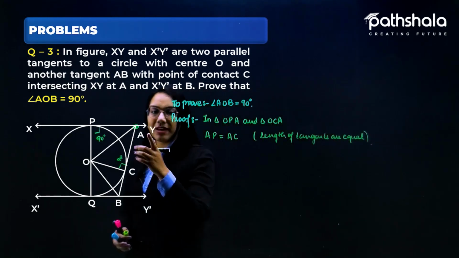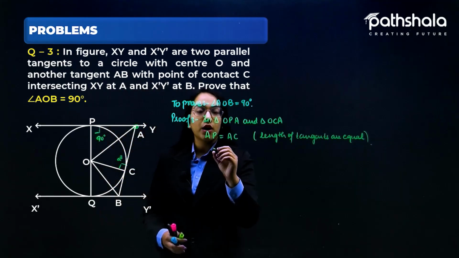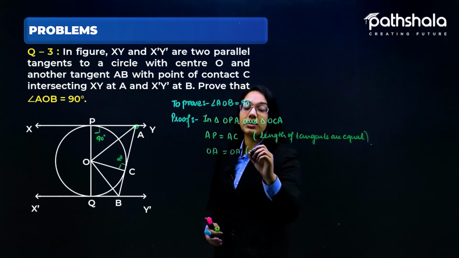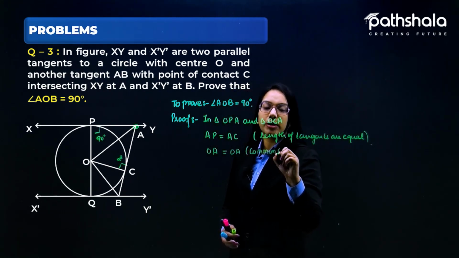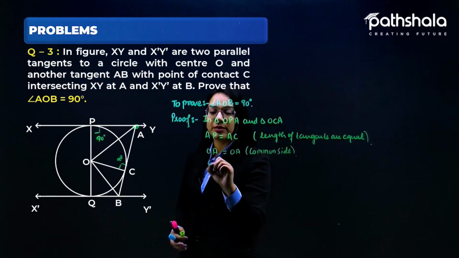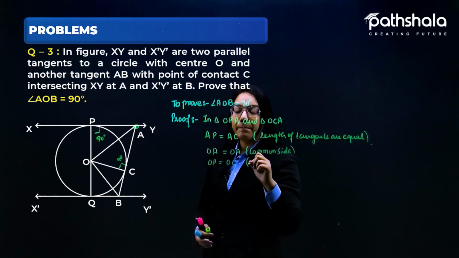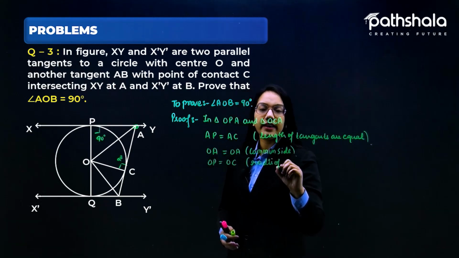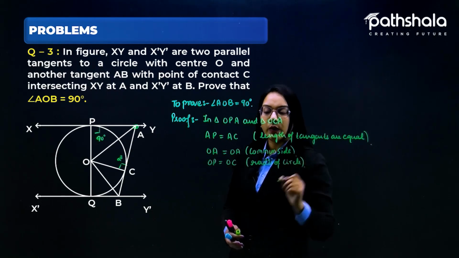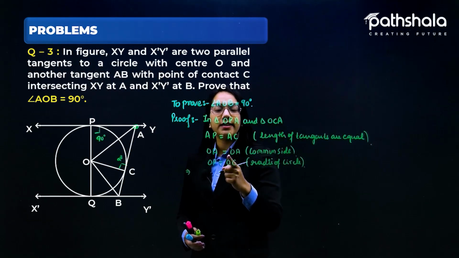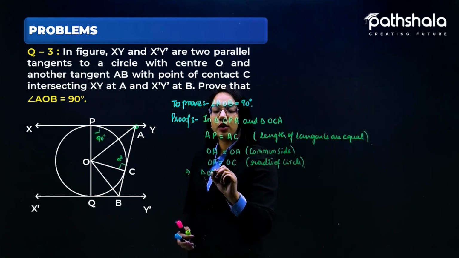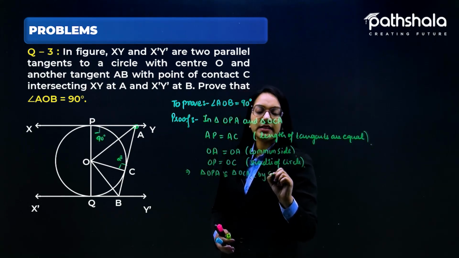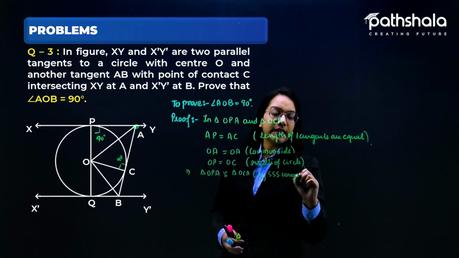Since we know that AP is equal to AC, and furthermore we know that OA is equal to OA, because it is a common side of both. And furthermore, we know that OP is equal to OC, since they are the radii of the circle. So they are equal to each other. So from this, what can we say? That the triangle OPA is congruent to the triangle OCA by the SSS congruency criteria.